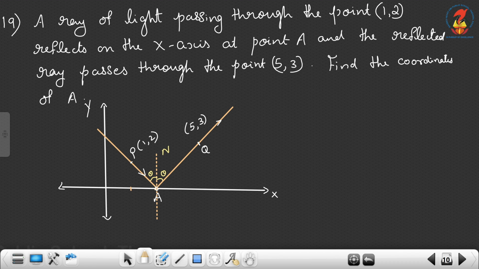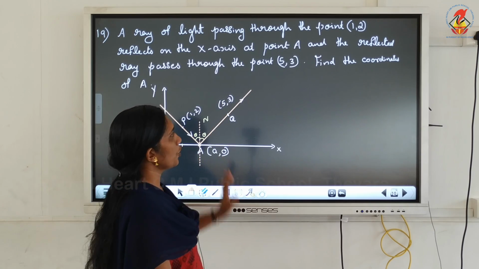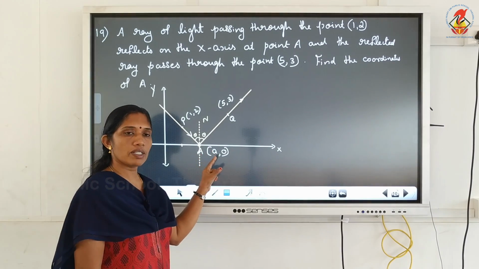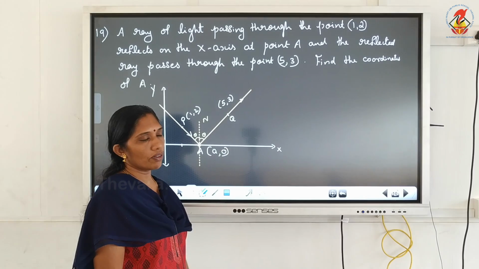A ray passing through the point 1, 2 reflected on the x-axis at point A. So this is the point A on the x-axis. For the x-axis, the coordinates of the point are of the form x comma 0. So here I am taking the coordinates of A as A comma 0. It reflects on the x-axis, and after that the reflected ray passes through the point 5 comma 3. That is the point Q. We have to find the coordinates of A. That means only the x coordinate is enough.